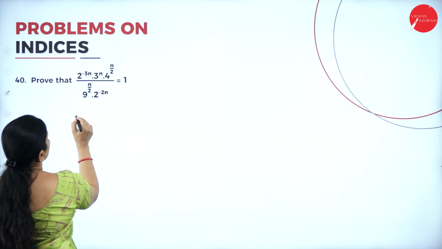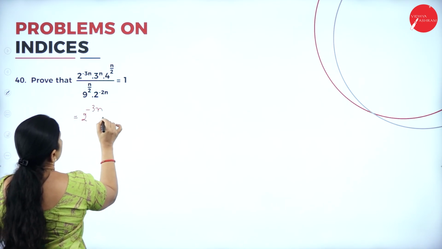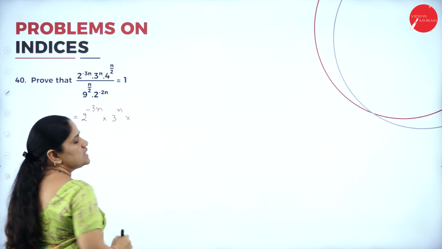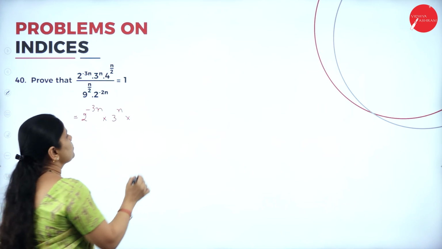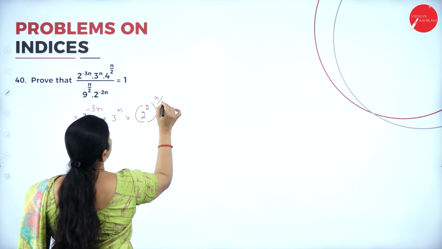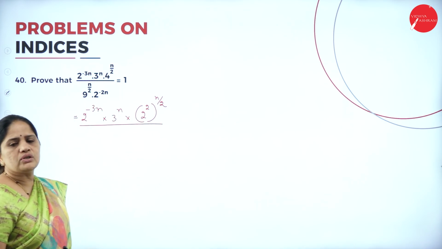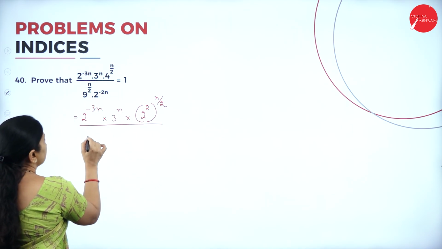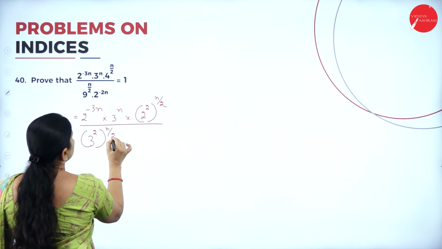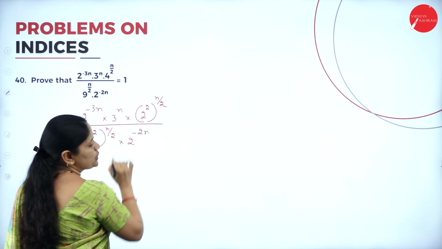So this will be equal to 2 to the power of minus 3n into 3 to the power of n into, this 4 I am writing as 2 square, 2 to the power of 2 whole to the power of n by 2, whole over 9 is there. So instead of writing 9, I will write 3 square, 3 square to the power of n by 2 into 2 to the power of minus 2n.